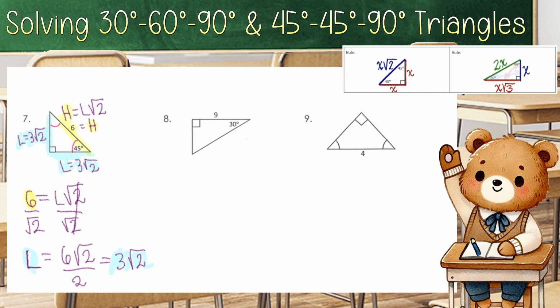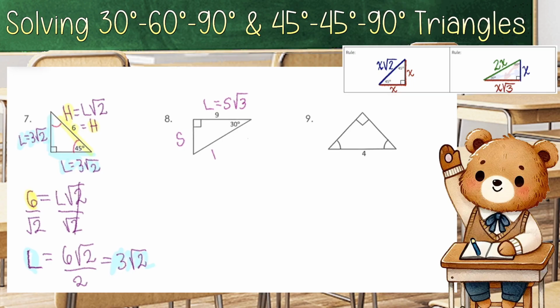8. Number 8, we have a 30, 60, 90 triangle. This is my short side, I'm going to call that S. This is my long leg, which is equal to S times the square root of 3. And that's my hypotenuse, which is equal to 2 times S. The side I have is the long leg, L.